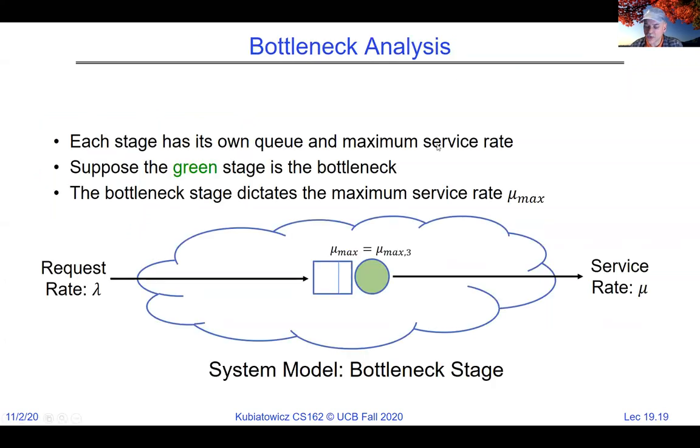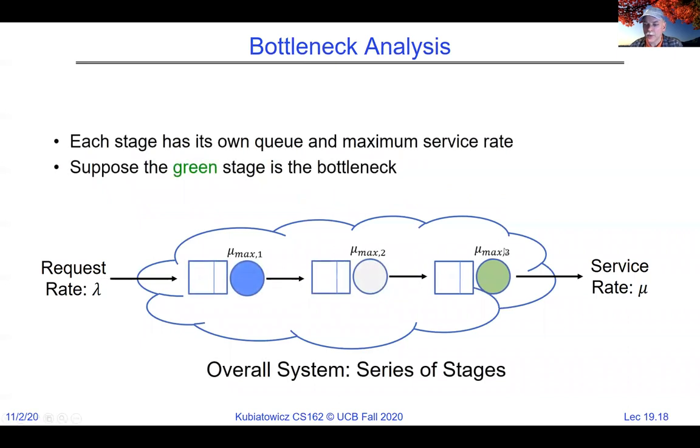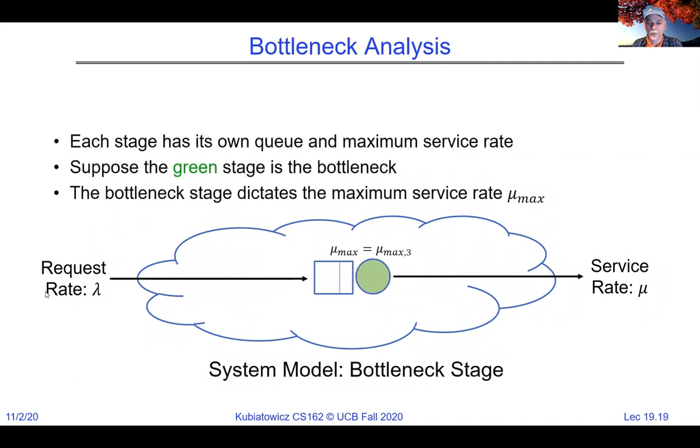So there's a question here. Let me back up for a second. I didn't say in this example that these are necessarily greater than lambda. All I said is that mu max 3 is slower than mu max 2 and mu max 1. Hopefully that was clear. So we're coming up with the service side of this situation, not the request side. The request side is still lambda, okay? Now, if it turns out that lambda is greater than mu max 3, then we're in trouble, okay? So maybe that's why you were thinking that, all right?